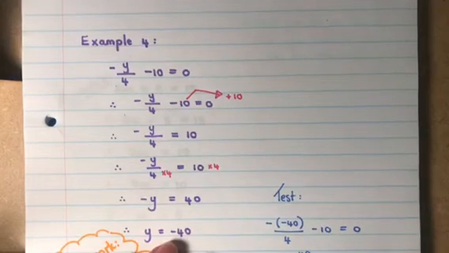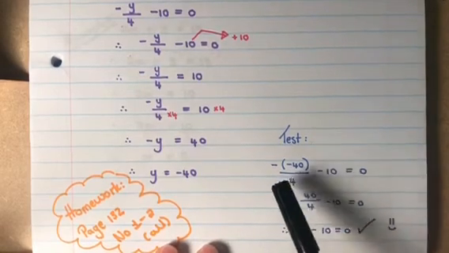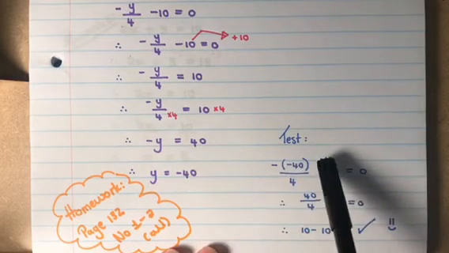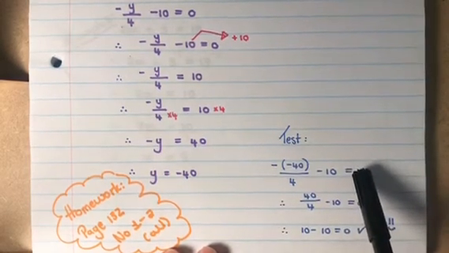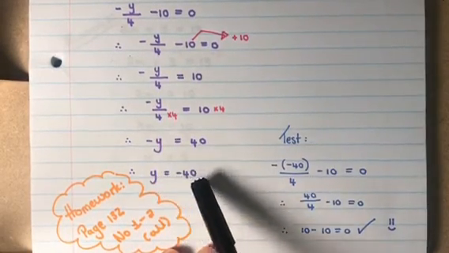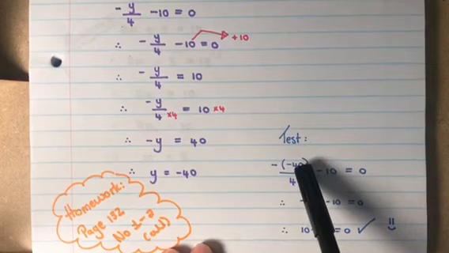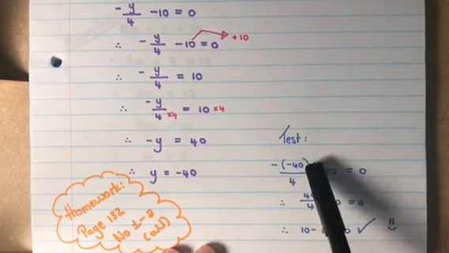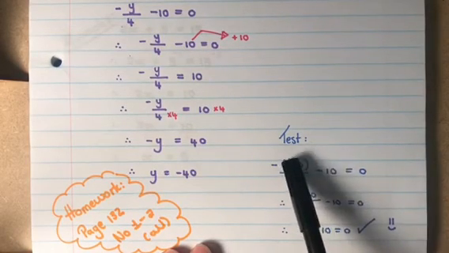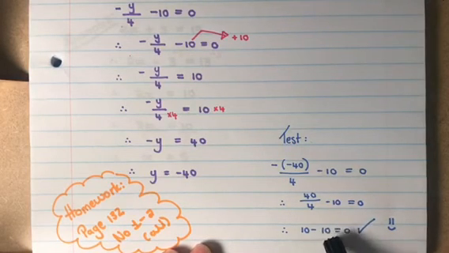You can always go and test. So you can see over here, I quickly went to test my answer. Does this make it true? If I got y is equal to negative 40, that would make this equation true. So that means that this side will be equal to that side if y is equal to negative 40. So if I replace in that space where the y was a negative 40, and I do the sum, does my left hand side equal my right hand side? So negative 40, that negative becomes a positive 40 divided by 4 is 10. 10 minus 10 does give you 0.